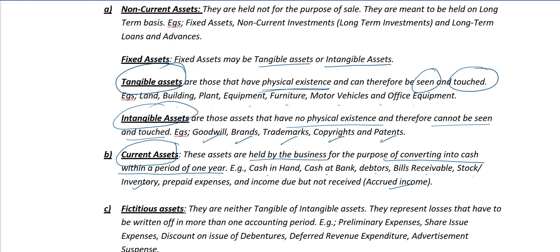The third type of asset is called fictitious asset. These are neither tangible assets nor intangible assets. They represent losses that have to be written off in more than one accounting period. Example is preliminary expenses, share issue expenses, discount on issue of debentures, deferred revenue expenditure, or advertisement suspense.